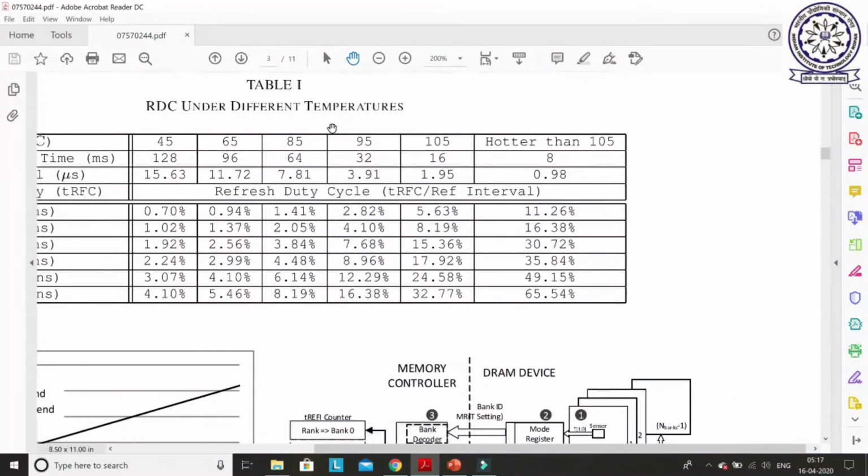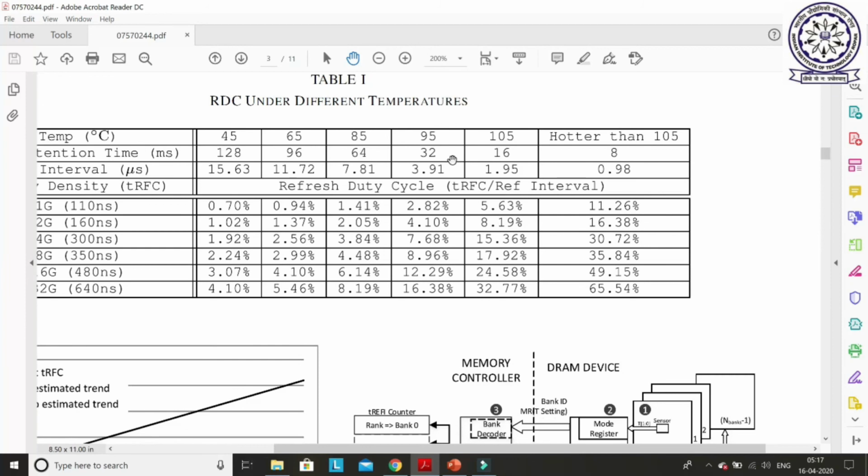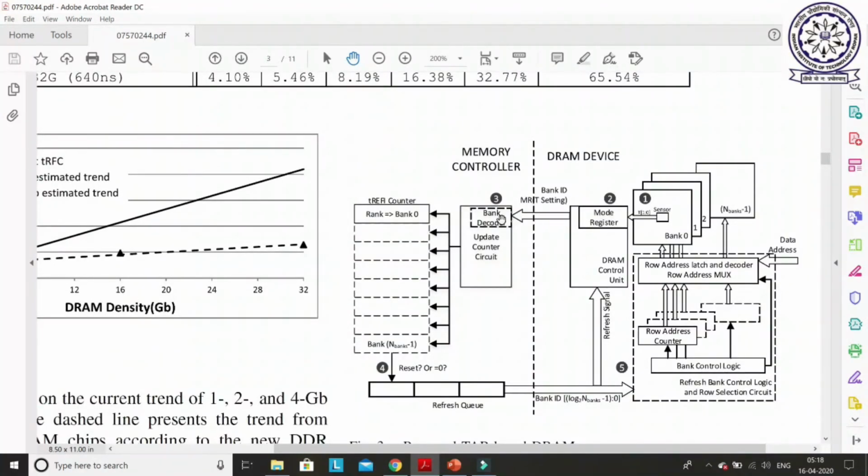In this table they already explained that if this bank temperature is 95 degrees, then the retention time should be 32 milliseconds, and the refresh interval should be 3.91. So everything is possible to calculate based on this table. The bank ID and the temperature category will be supplied here, and according to these values, the corresponding refresh interval counter will be updated. Based on these refresh counter values, whenever required, the refresh command will be supplied to this refresh queue, and then this refresh queue will go here and refresh these banks independently.